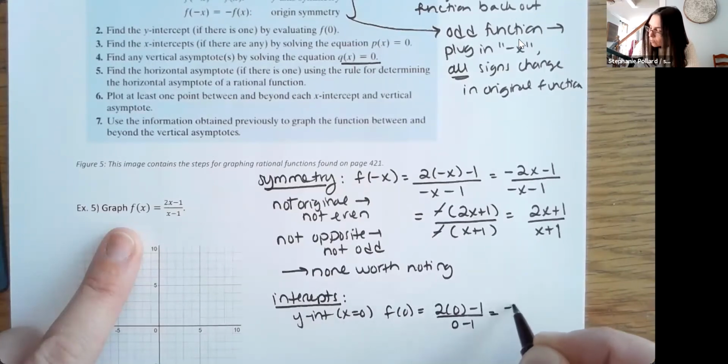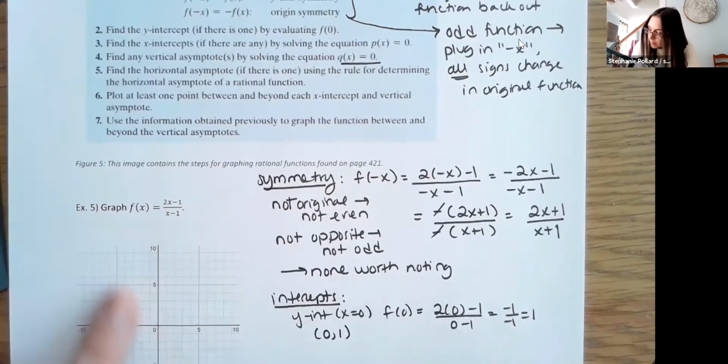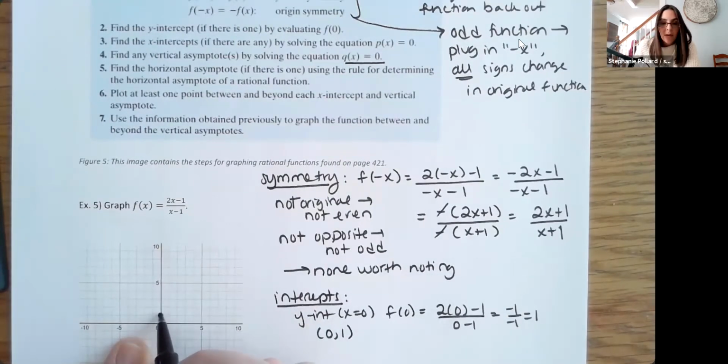I end up with -1 over -1, which is 1. So I do have a y-intercept at 0, 1. Let's see, 0, 1. I'm just going to put that right on the graph for now.